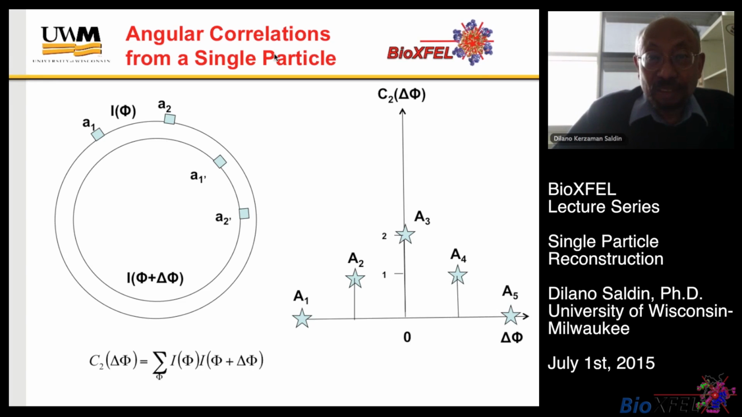So the question is the following. This is the way one constructs a C2 correlation function. And another way to write it is like this.